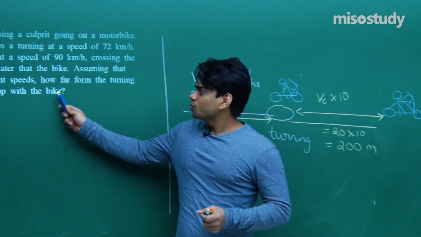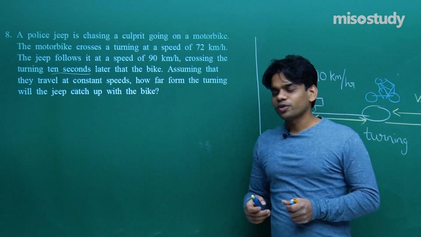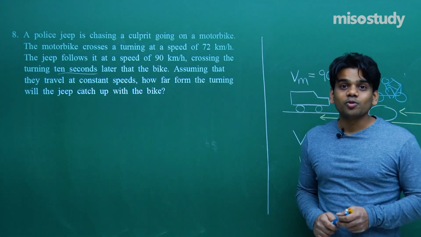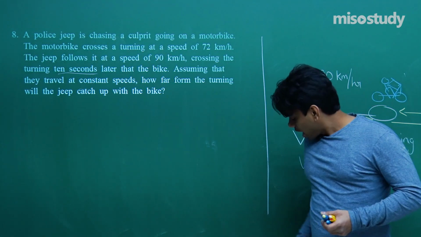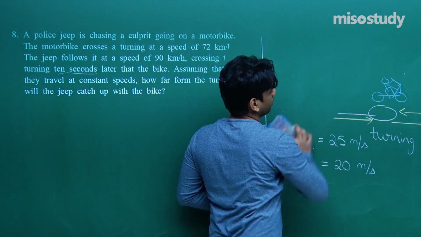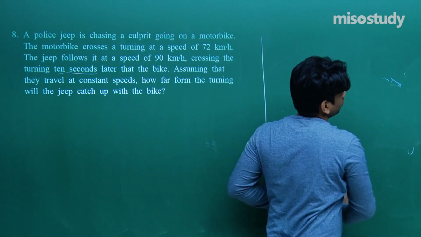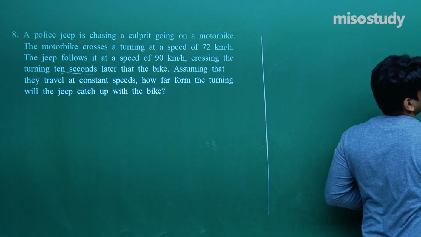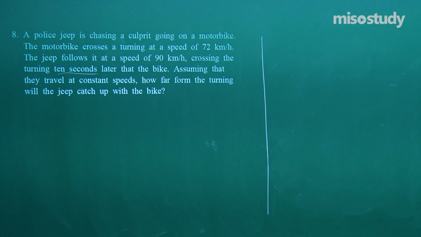Assuming that they travel at constant speed, how far from the turning will the jeep catch up with the bike? How far from the turning? It will be 1 kilometer or 1000 meter. I believe that you've understood stepwise as I have solved this question, not too tough. And even this, I have shown you that policeman would have traveled 250 meter. That is of no use in this problem. Let's go ahead with the next one.